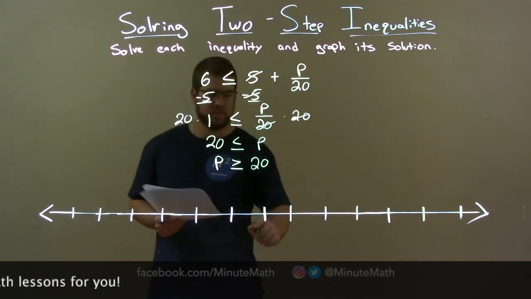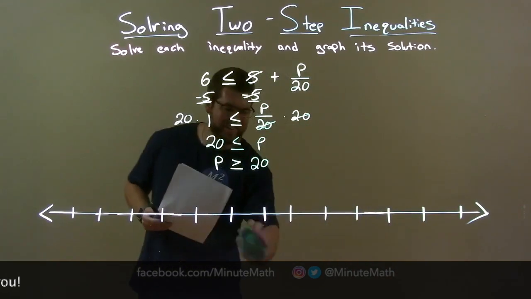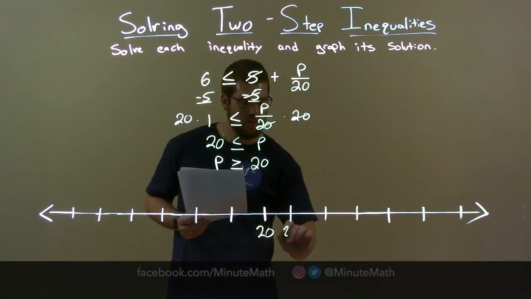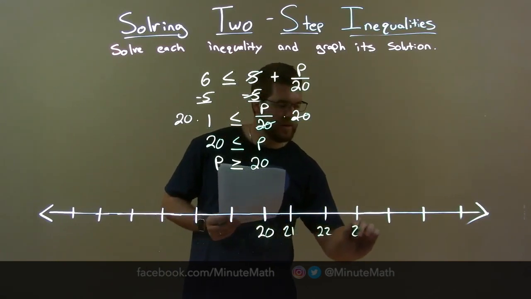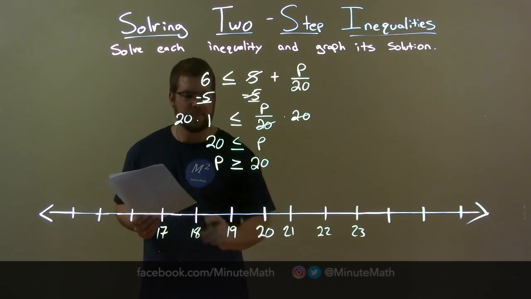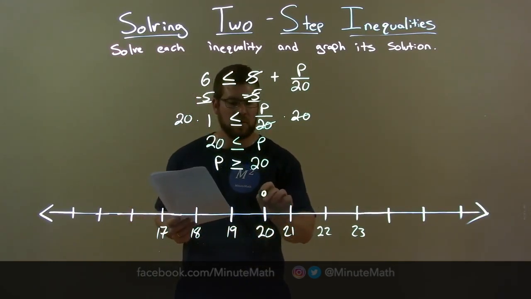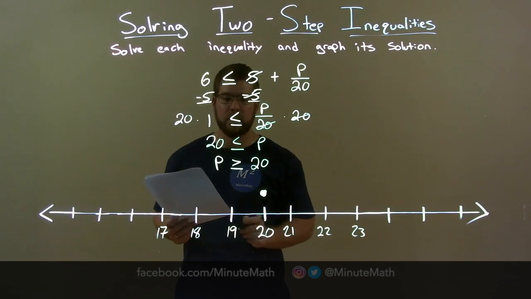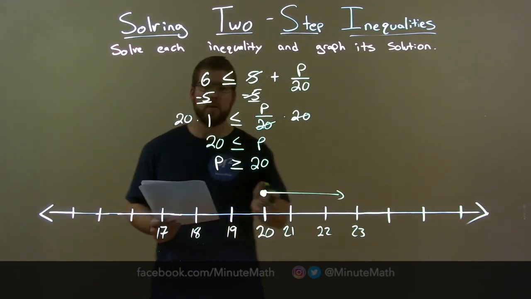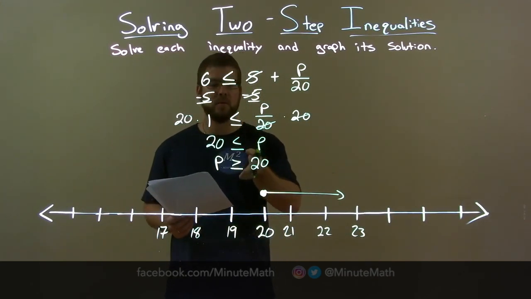So let's graph this. Put a 20 here. That's a 12. Not a 20, but a 12. Whoops. Put a 20 there. 21, 22, 23, 19, 18, 17. Well, if p can equal 20, that means we have a closed circle right here at 20. P is also greater than 20, so the arrow goes to the right, and there we have it. Our graph matches our final answer. P is greater than or equal to 20.